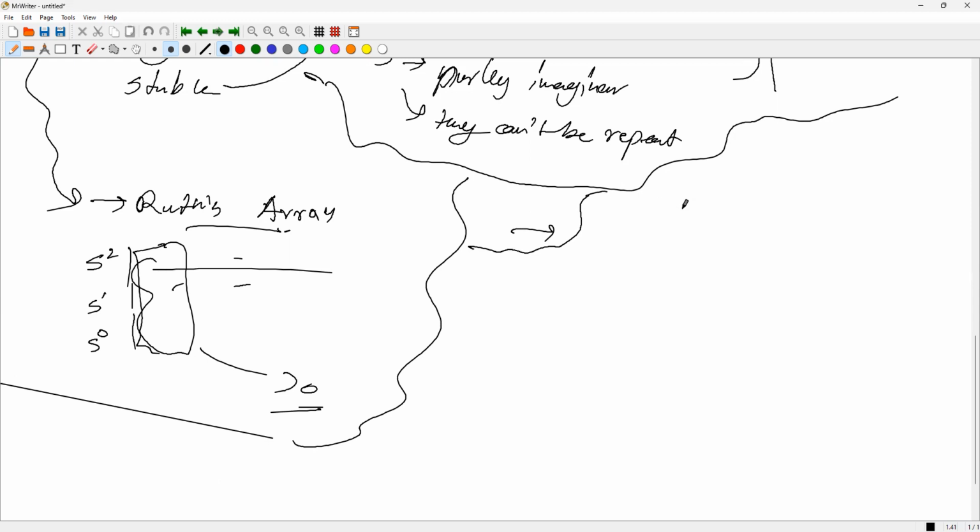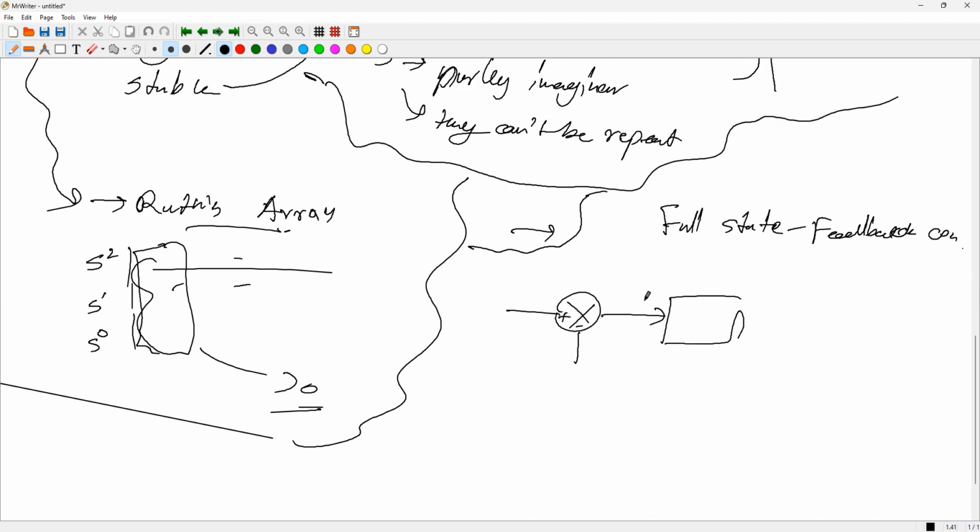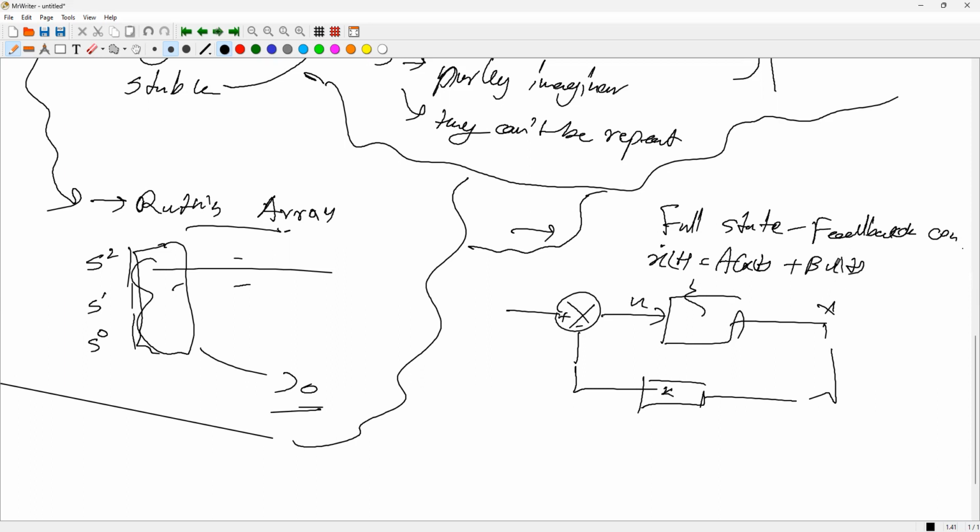Another one is full state feedback control. We need to know this diagram. This is the plant. This is U. This is the X output, and this is the feedback part multiplied by K. In the system, we present X dot t equals A xt plus B ut. The ut is the input. We know how to control.